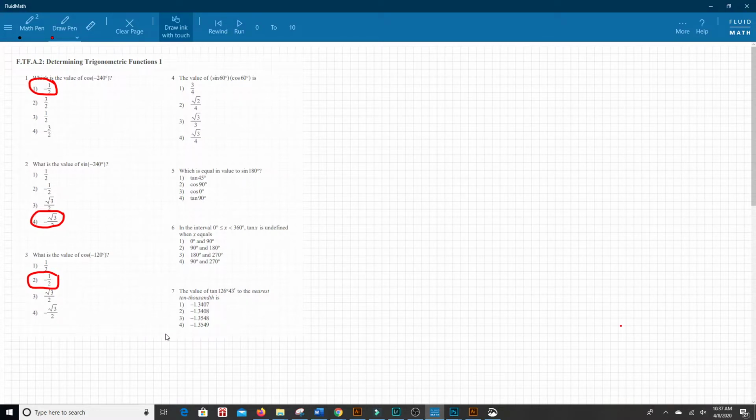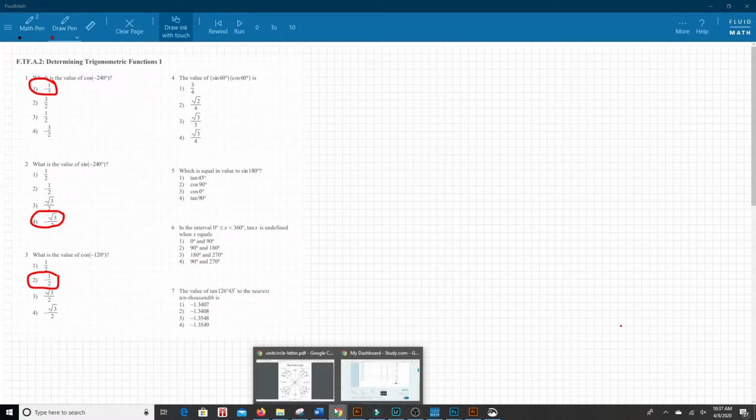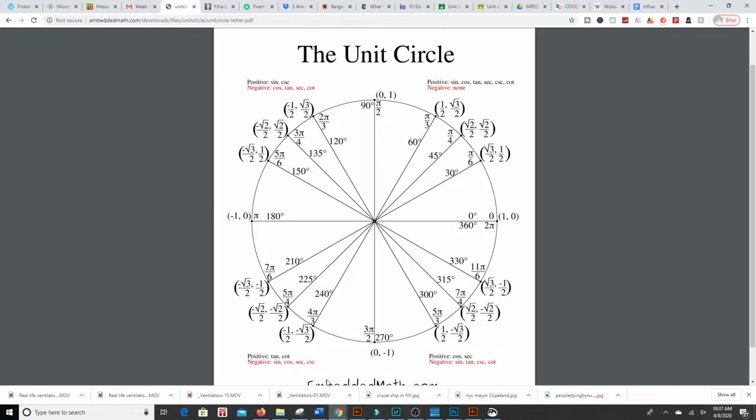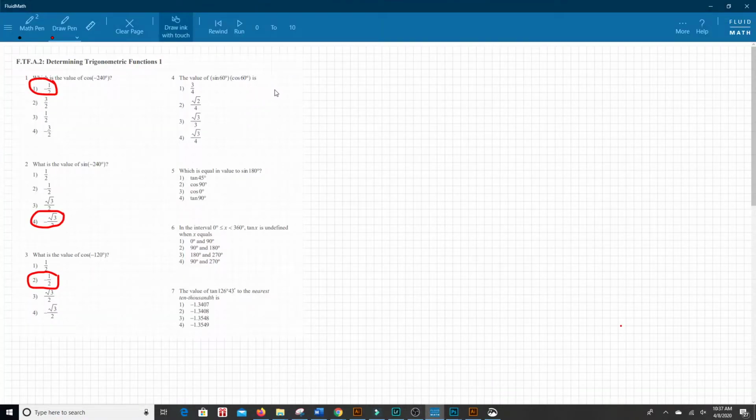Number 4 says the value of sine 60 and cosine 60. Let's see, what is the value of sine 60? Sine 60 degrees, let's go back to our trusted little chart. Sine 60 degrees is going to be radical 3 over 2. So right here, we put radical 3 over 2.